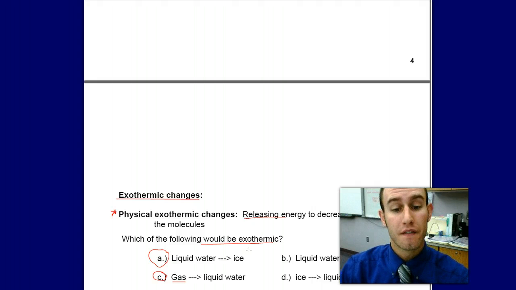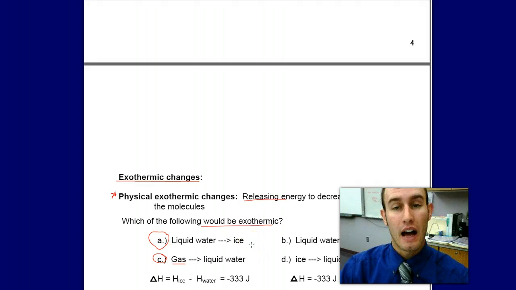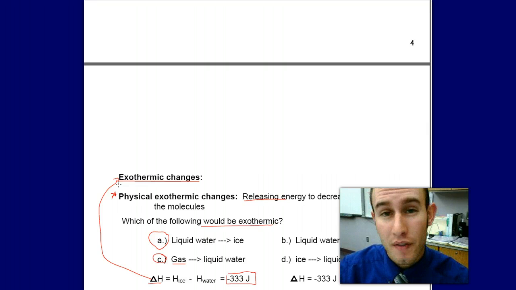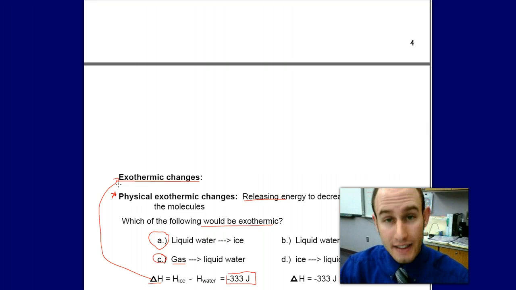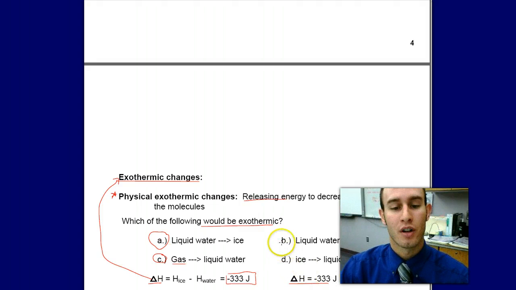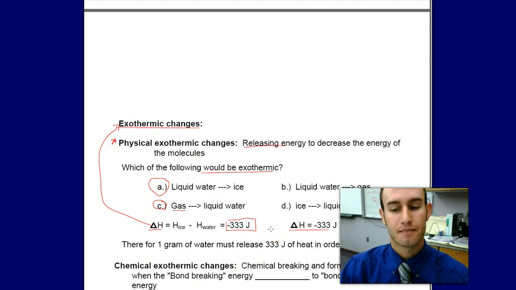So those would be physical types of changes, changes of state, either being endothermic or exothermic. Also, delta H. Remember, delta H negative means exothermic. And we said it before. I've said it maybe 4 or 5 times in this video. I think it's important. Delta H is negative. It is exothermic. Make sure you know that.